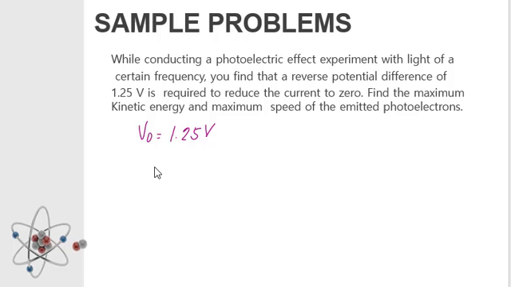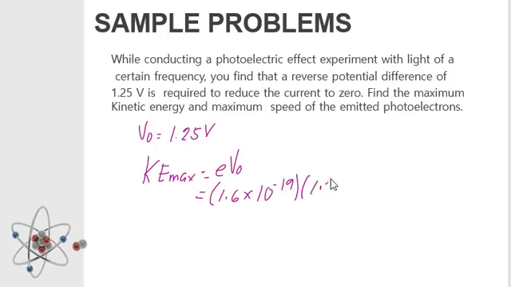And then you have Ke maximum is equivalent to the charge of the electron times V naught. So you have here the charge of the electron is 1.6 times 10 to negative 19, then multiplied by 1.25 volts. You will have an answer equivalent to 2.0 times 10 to negative 19 joules.